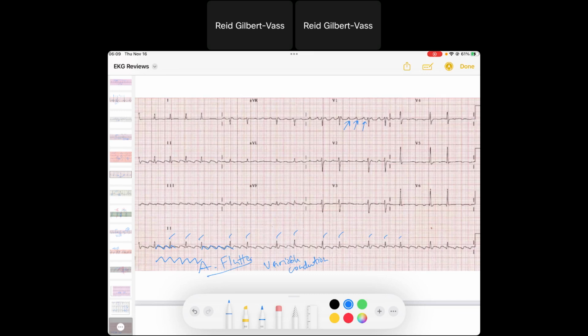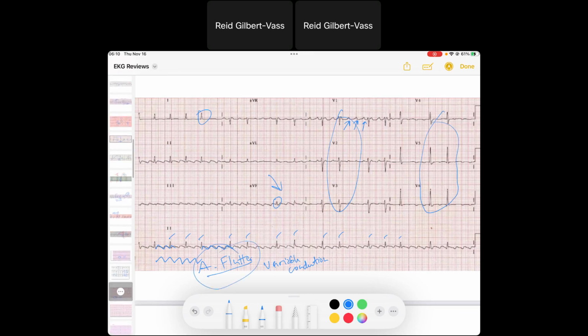And remember, the QRSs are driven by the AV node passing that signal down to the His-Purkinje system, so we can still evaluate the QRSs for any other abnormalities. Our QRSs are up in one, they're up in AVF, so we know the axis is going down and to the left. We've got a good R wave progression, no ST changes. So this is just atrial flutter with variable conduction.